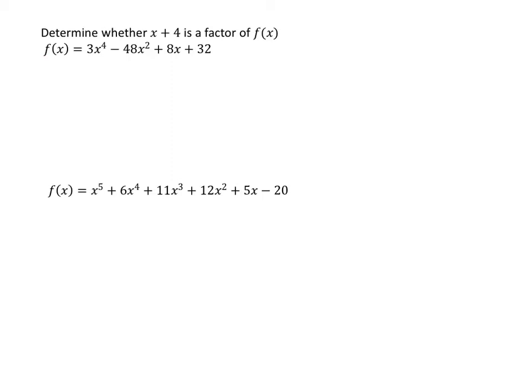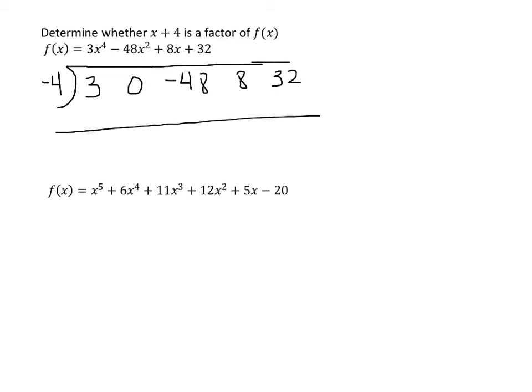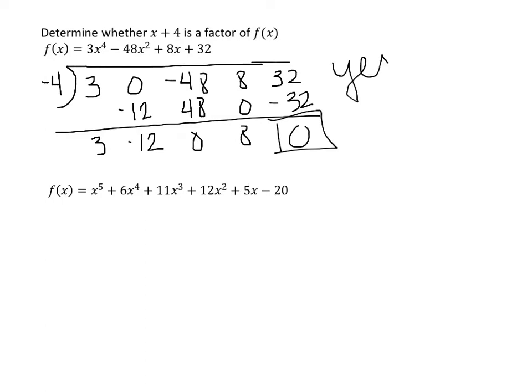For this one, we're going to determine whether or not x plus 4 is a factor of each one of these polynomials. And the way we do that is with synthetic division. Remember that x plus 4 means that k is equal to negative 4. And then when we do our synthetic division, we have 3. There is no x cubed term, so we need a 0. Negative 48, 8, and 32. That 0 right there tells us that yes, x plus 4 is a factor of this polynomial.